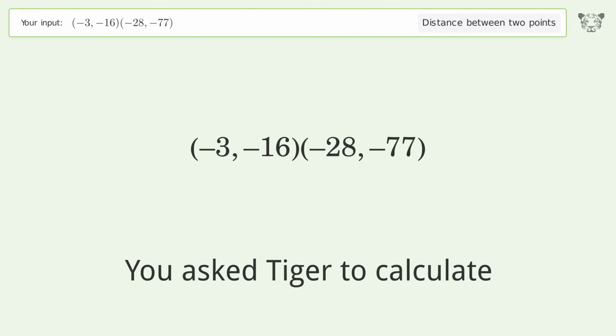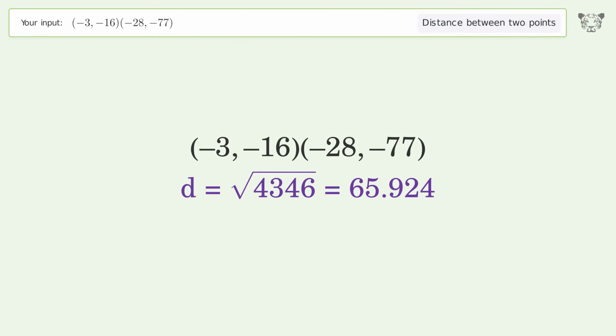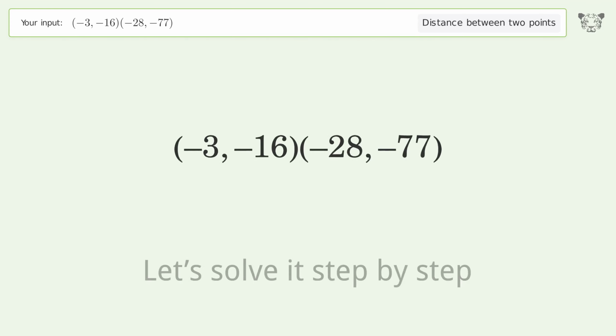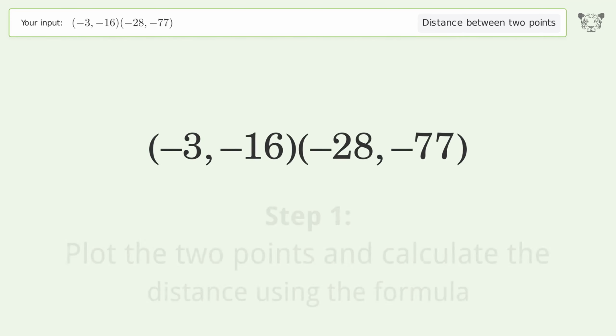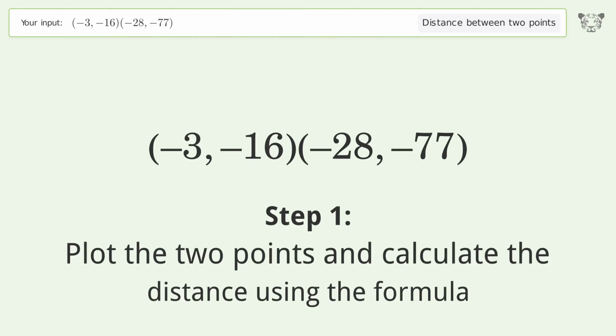You ask Tiger to calculate. This deals with the distance between 2 points. The distance between the 2 points is the square root of 4,346, or 65.924. Let's solve it step by step. Plot the 2 points and calculate the distance using the formula.